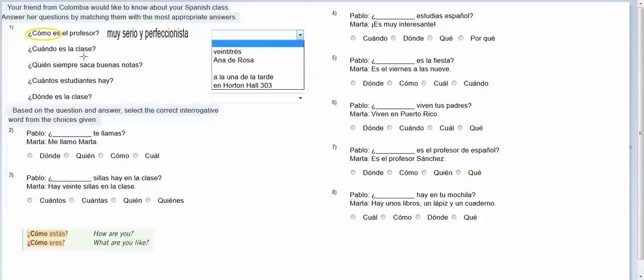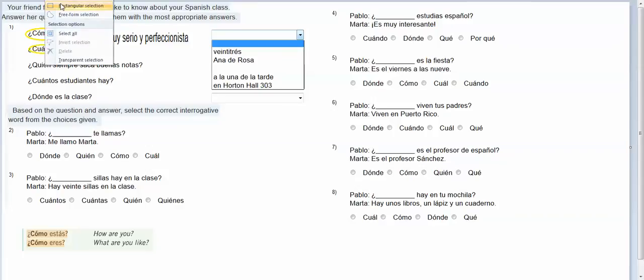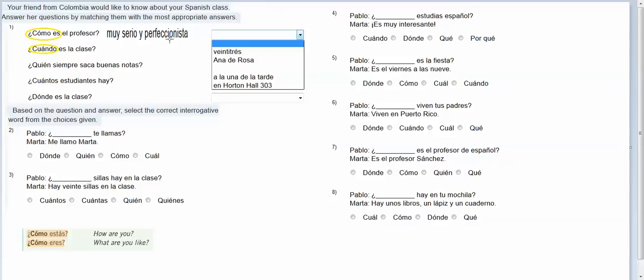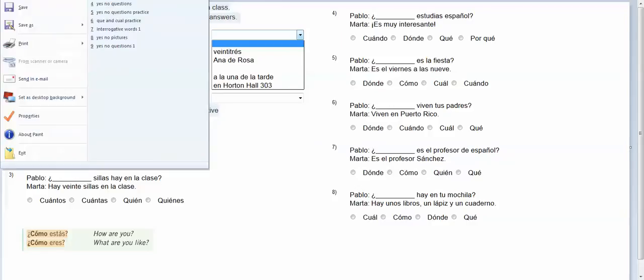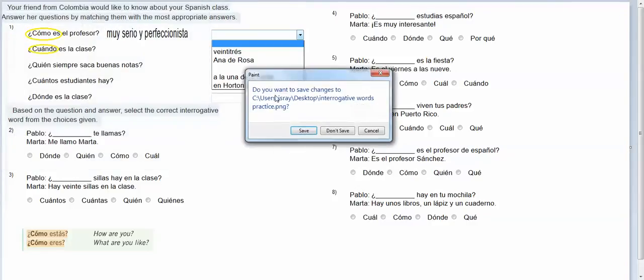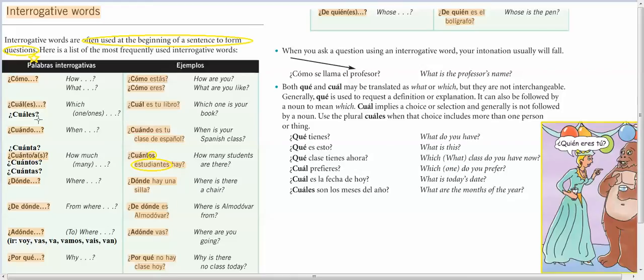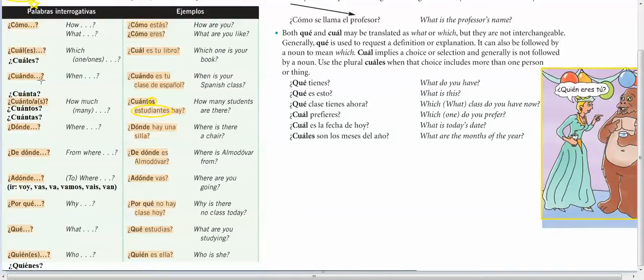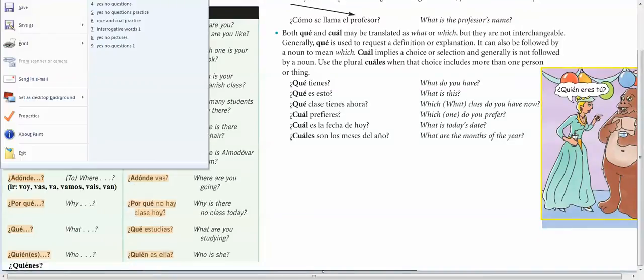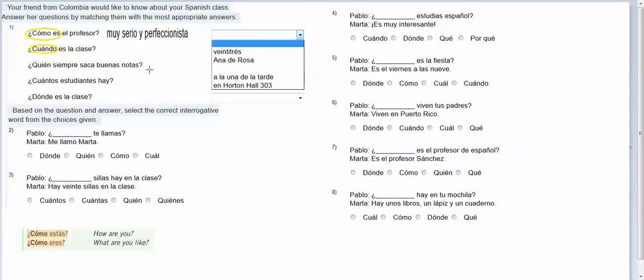Okay. ¿Cuándo es la clase? So now you're being asked ¿cuándo? If we go back over here to our interrogative words, here is ¿cuándo? ¿Cuándo means when. So when is class? Class would be a la 1 de la tarde.